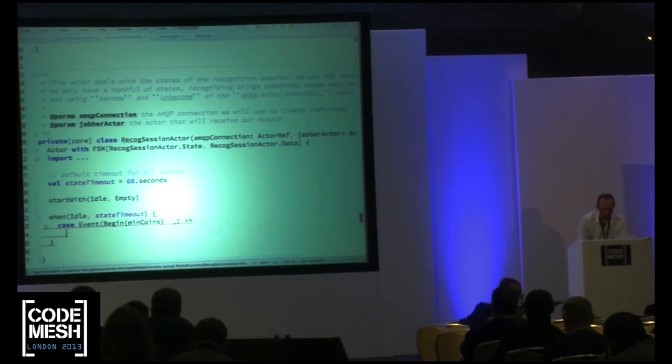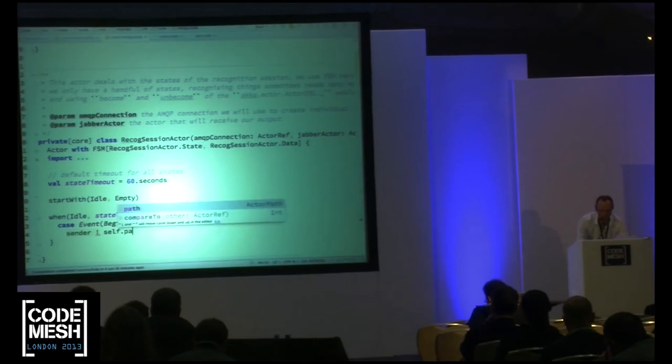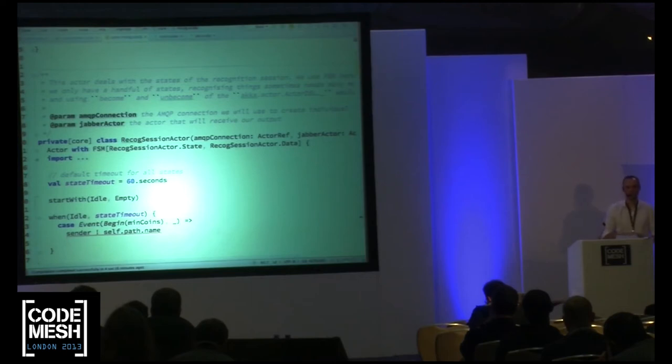So how do we do that in Scala? Well, it sort of looks like the Erlang communication between processes. So we'll say sender bang self path name. So we've replied with a string to whoever sent us the begin message. Now this is red, right? Because the return type of bang is unit, except what we need to return is a new state.